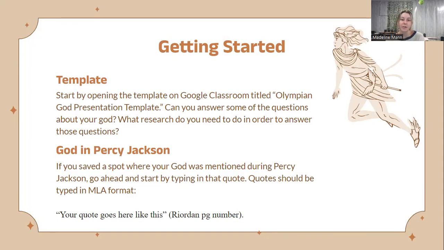Quotes should be typed in MLA format, and I have an example of what that looks like down here. Your quote goes in here surrounded by its quotation marks, word for word how Rick Riordan wrote it. Then you end it with a quotation mark and some parentheses that say Riordan, the last name of our author, and the page number that you found that quote on. Then wrap it all up with a period, and you have yourself an MLA quote.